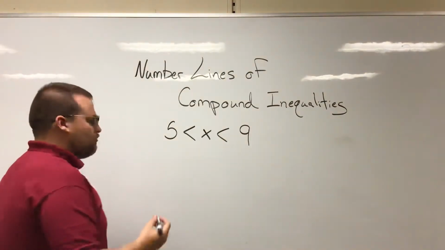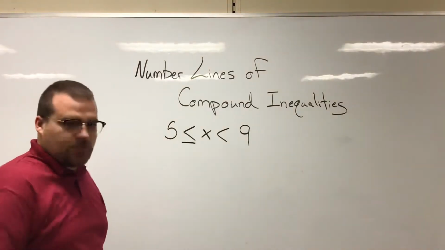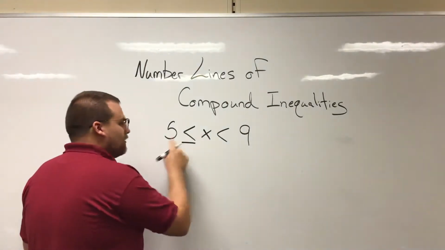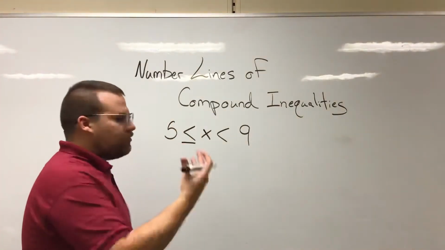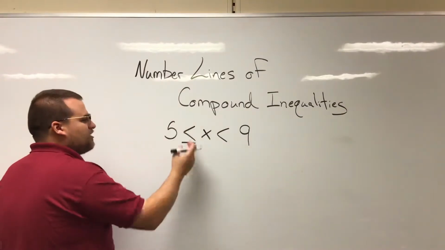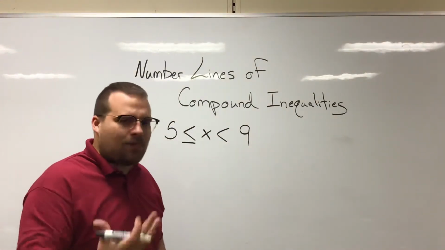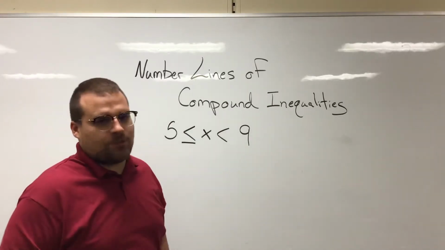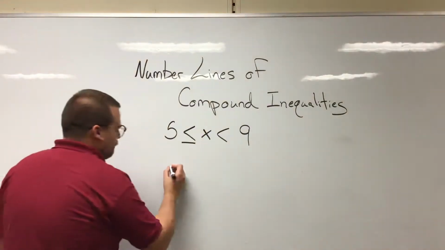Now sometimes you might see an or equal to sign on one of these, such as I just wrote, that would say X must be between 5 and 9, but it can be 5. You would read this saying 5 is less than or equal to X, which is less than 9. But I think that's a lot more complicated way of thinking about it than looking at it as X is between those two. So let's make a number line for this compound inequality.